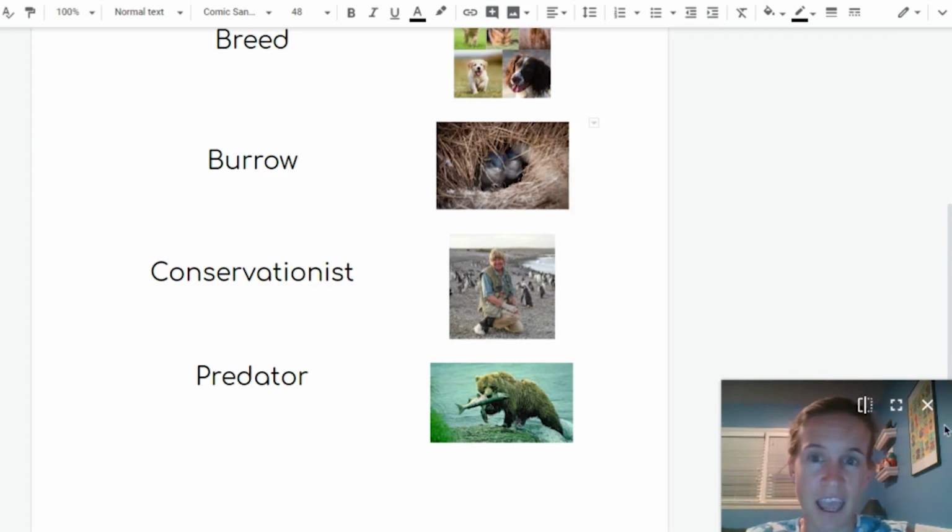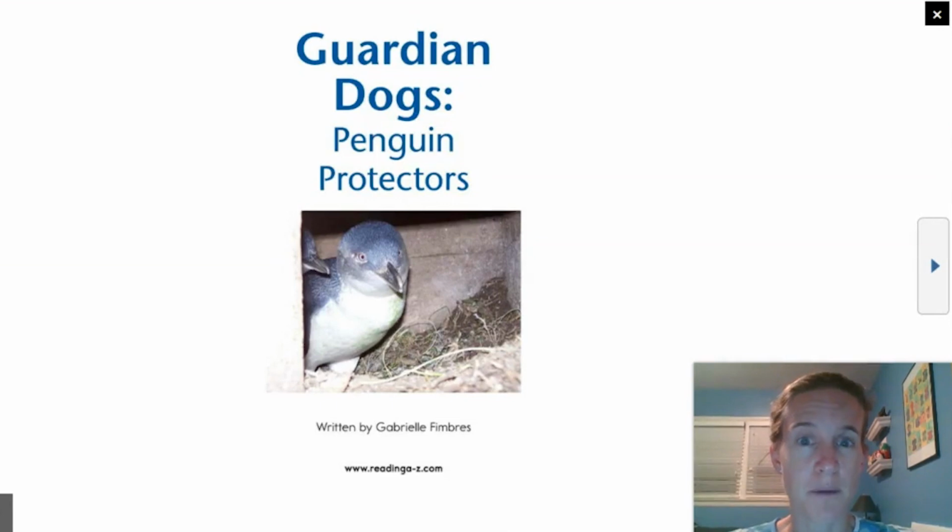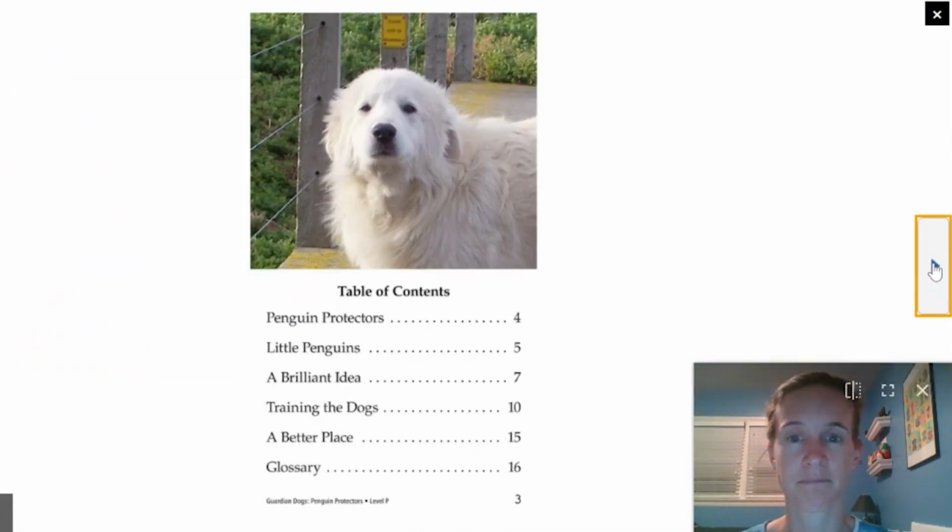Let's take a look at Guardian Dogs, Penguin Protectors. Written by Gabrielle Fimbre. Here's the table of contents. There are several sections to this text. Today we will be reading the first three sections: Penguin Protectors, Little Penguins, A Brilliant Idea.